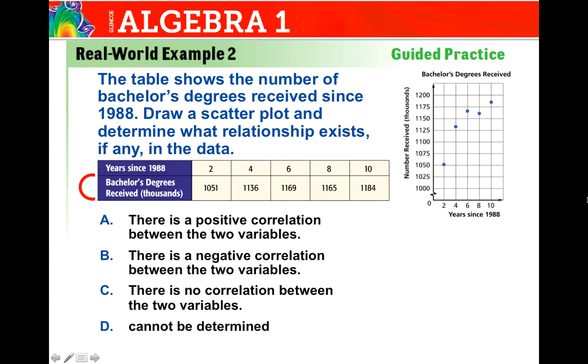So here's an example scatter plot and the answer already. We can see as we plot these, we used a break here to get to 1,000, went up by 25s. We can see year 2 is about maybe 1051, 1052, or 1051, right there it is. Year 4, 1136, and so on and so forth. So as we can see, there is a positive correlation between the values. As the years increase since 1988, the number of bachelor's degrees received has also increased.